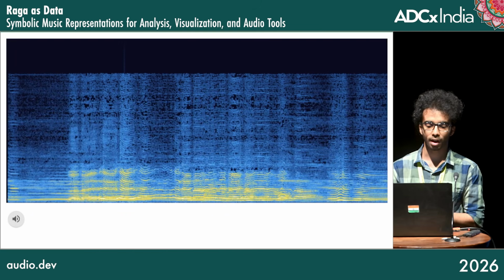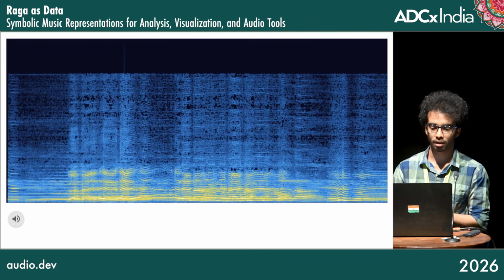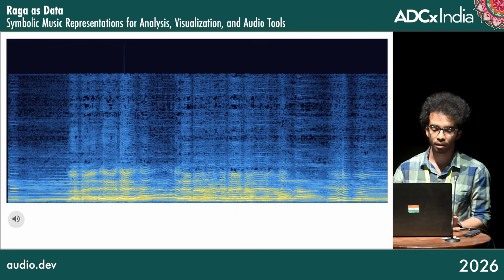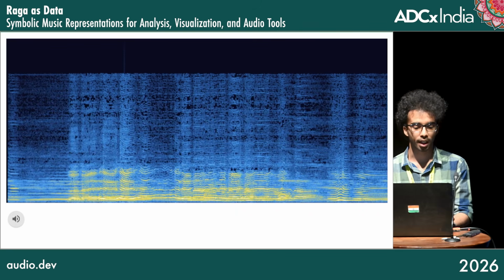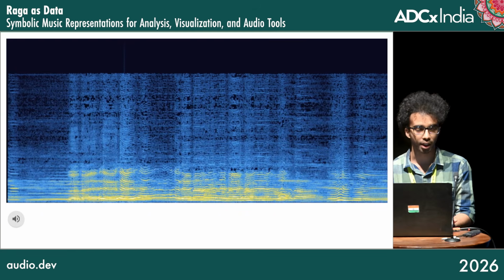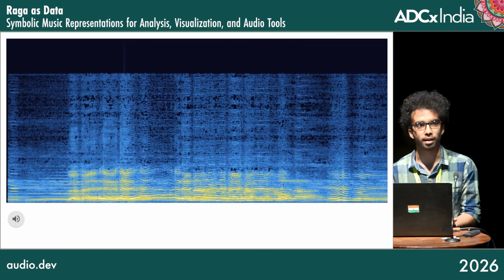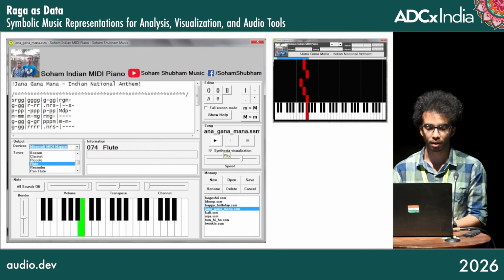So in this talk, I'll walk through a few approaches that I explored. Think of it as a timeline of projects, each making different design choices. And it's all about Indian classical music and symbolic representations for those.